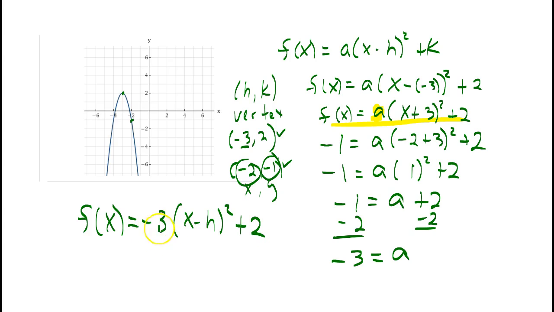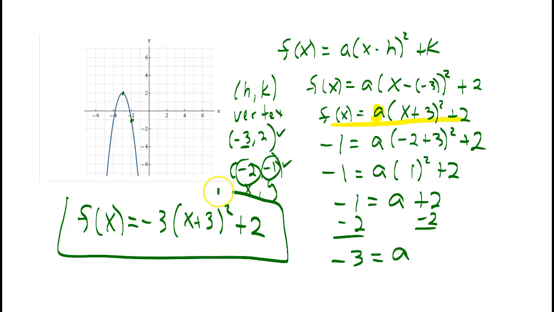And again, that should make sense. If you just look at it, it's a negative, so that means it opens down. Oh, wait a minute. I don't want that to be an h. What do we have that to be? A plus 3. Okay, so that is our final equation for this particular parabola.